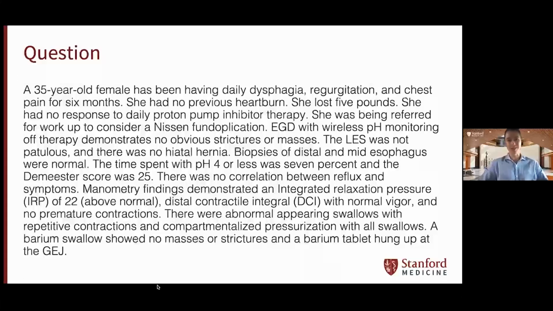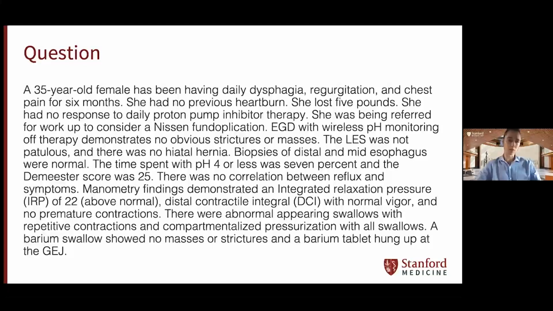So this last question is a 35-year-old female who has been having daily dysphagia, regurgitation, and chest pain for 6 months. She has no previous heartburn. She lost 5 pounds. She had no response to daily proton pump inhibitor therapy. She was being referred for workup to consider Nissen fundoplication. Her upper endoscopy with wireless pH monitoring off PPI therapy demonstrates no obvious strictures or masses. Her lower esophageal sphincter was not patulous and there was no hiatal hernia. Biopsies of distal and mid esophagus were normal.